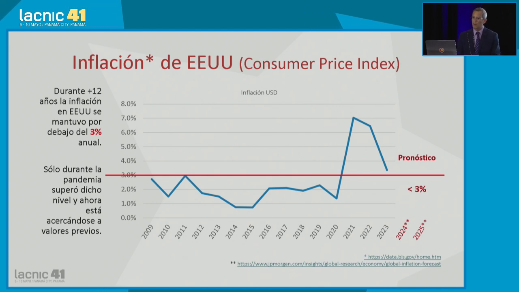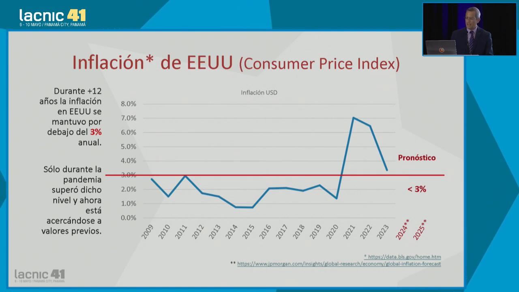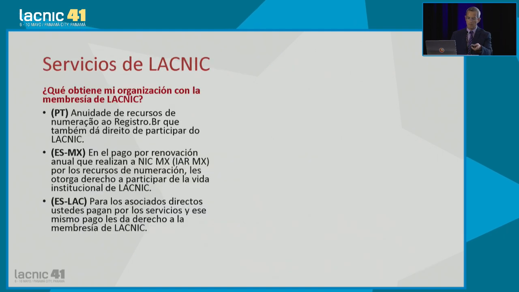Prior to the pandemic, this was at levels under 3% and even in some years below 1%. Now, during the pandemic, it exceeded these values. The expectation is that by 2024 and then in 2025, these will return to levels below 3%.